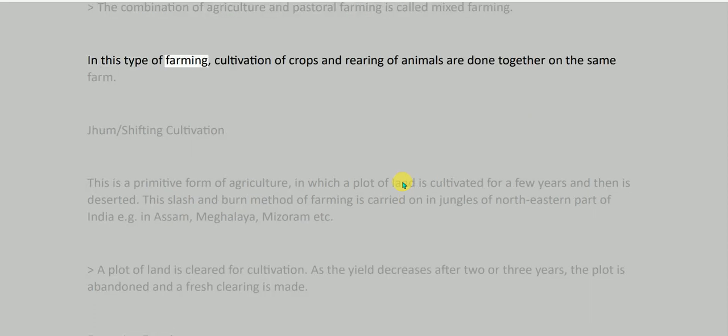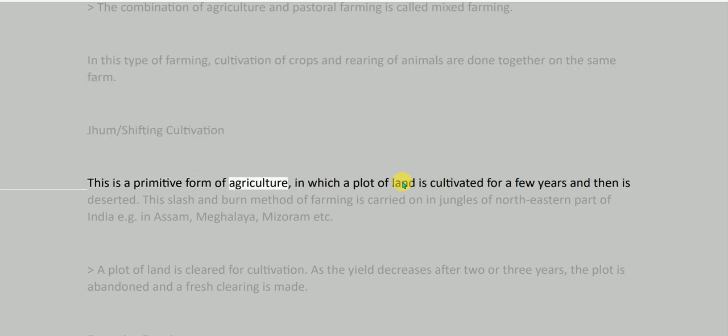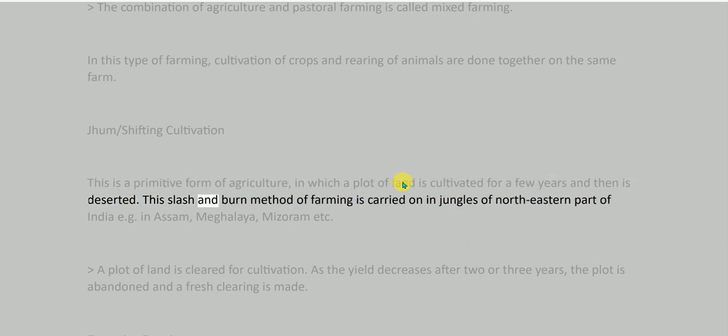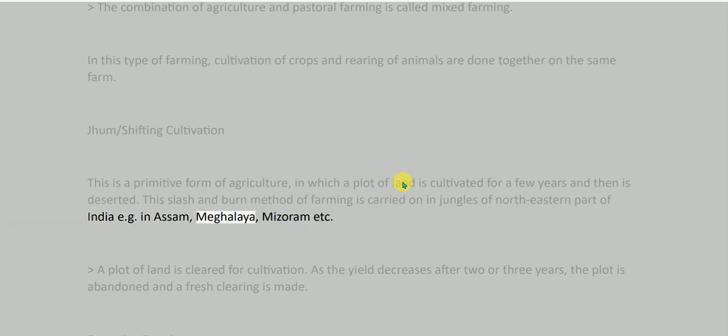In this type of farming, cultivation of crops and rearing of animals are done together on the same farm. Shifting cultivation. This is a primitive form of agriculture, in which a plot of land is cultivated for a few years and then is deserted. This slash and burn method of farming is carried on in jungles of northeastern part of India, e.g. in Assam, Meghalaya, Mizoram, etc.